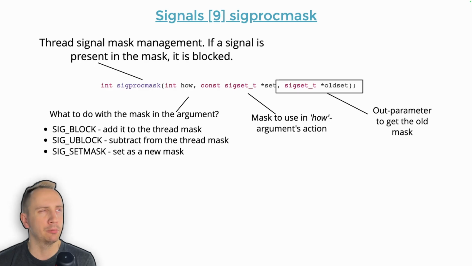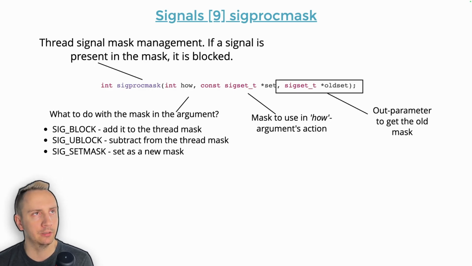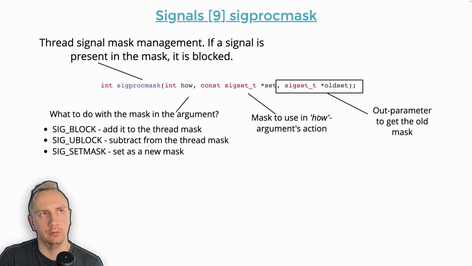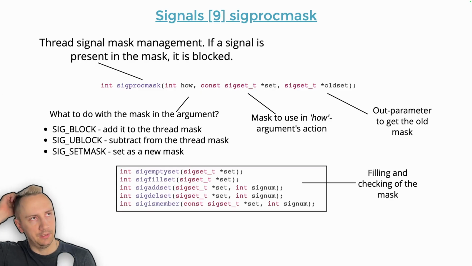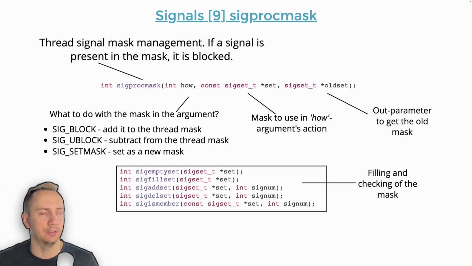So again, the sigprocmask function is like get and set. It will get you the old mask in this out argument and will assign the new mask in this input argument. And what is the sigset type? As I said, it's a bit mask, but you don't know what it is internally.